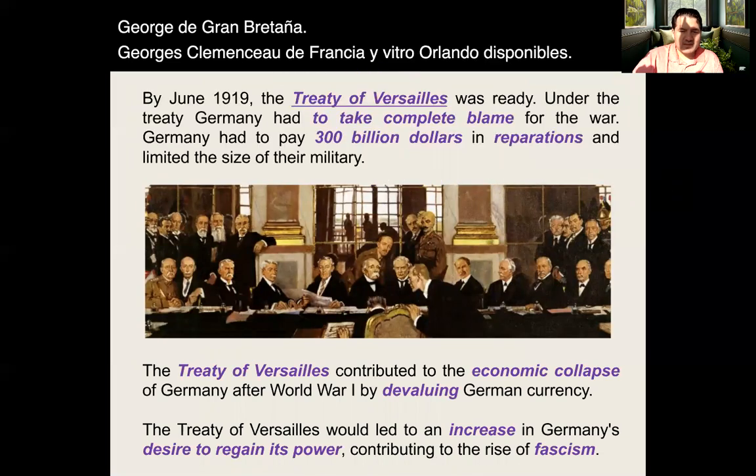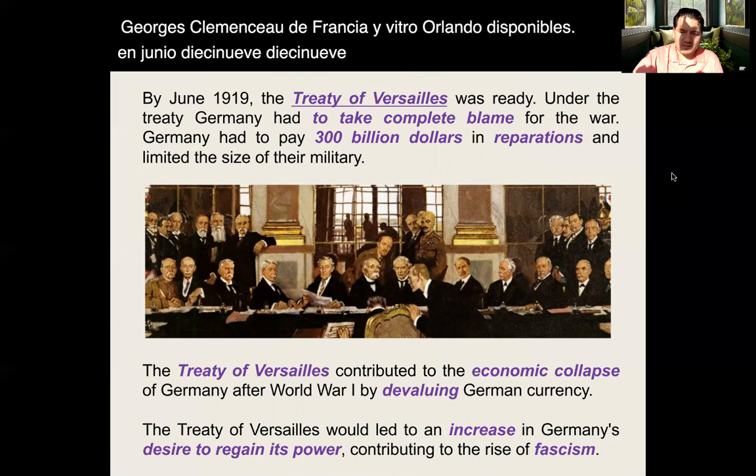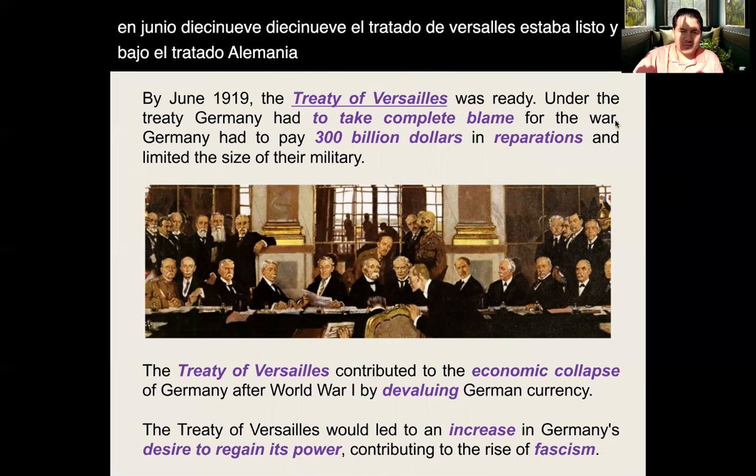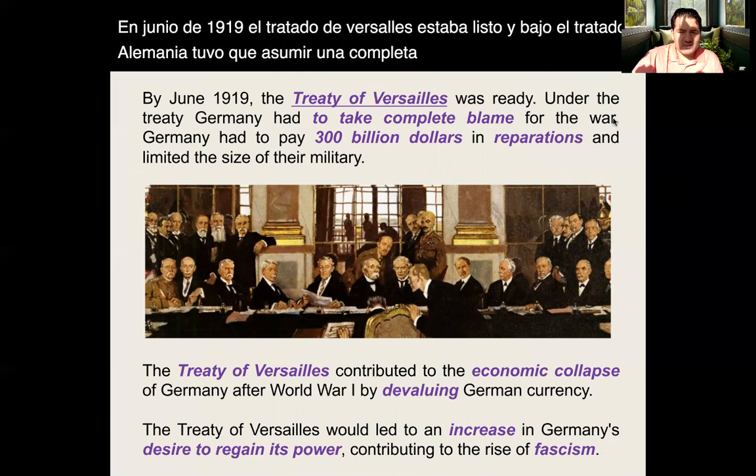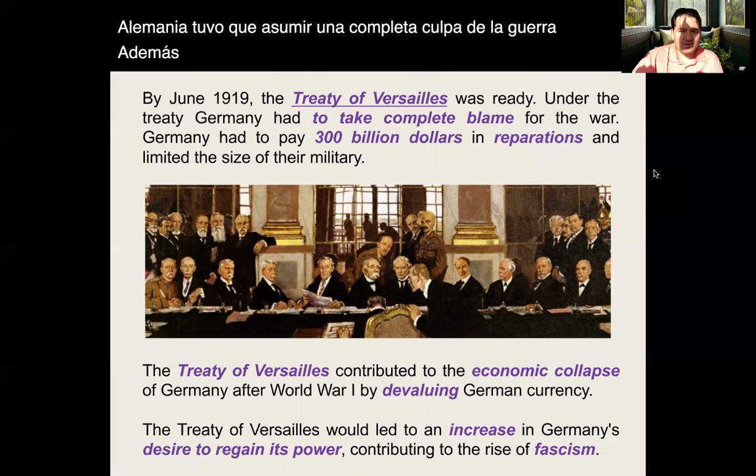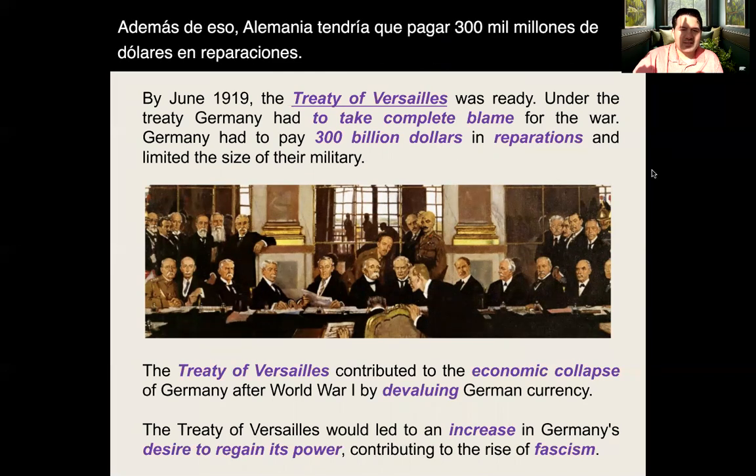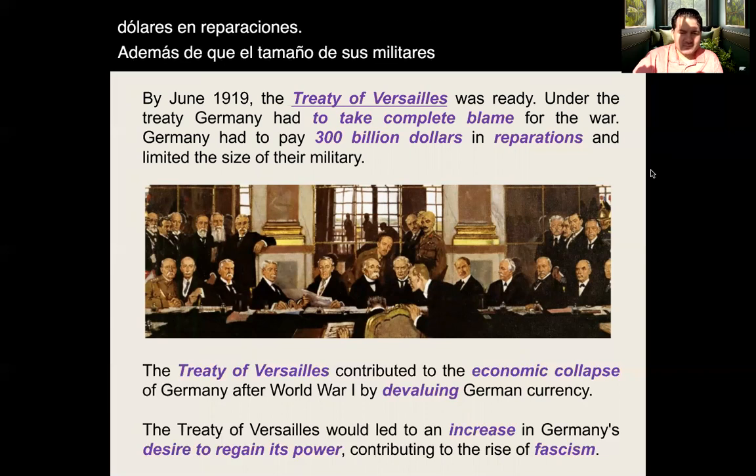By June 1919, the Treaty of Versailles was ready. Under the treaty, Germany had to take complete blame for the war. In addition to that, Germany would have to pay $300 billion in reparations. In addition to that, the size of their military would be limited.